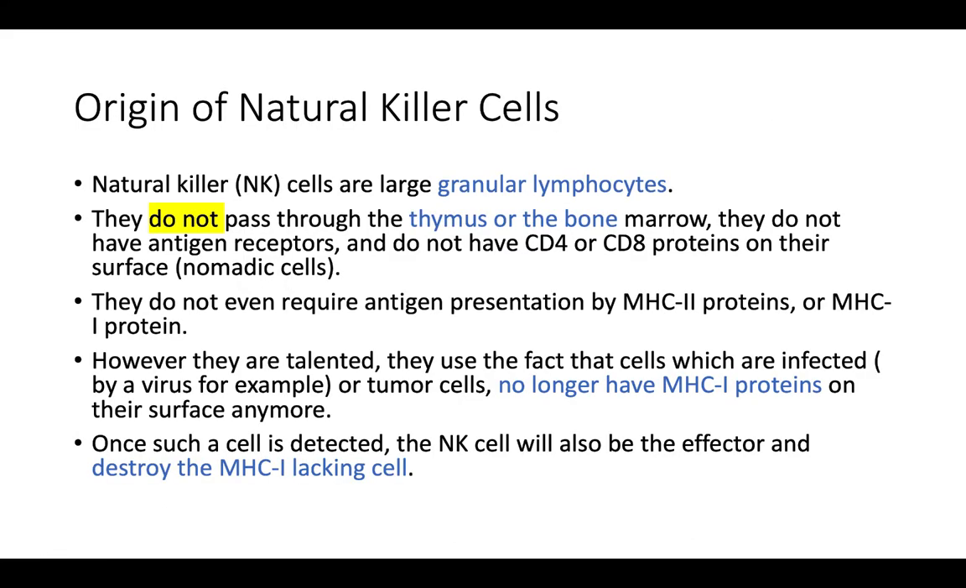Now the third one is the NK cells, natural killer cells. Natural killer cells are large granular lymphocytes. They don't go to be educated in the thymus or the bone marrow, but they are naturally able to do their job. That's why we call them natural killer cells. Their job is killing, and they are natural at it without education. They don't need education. So they are natural at it, and what do they do? They kill.